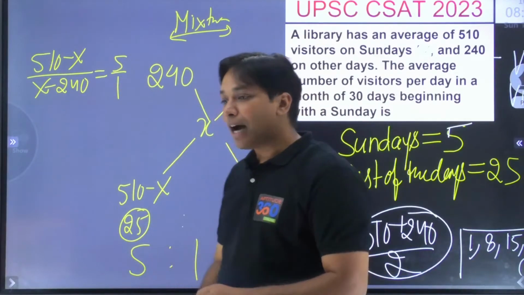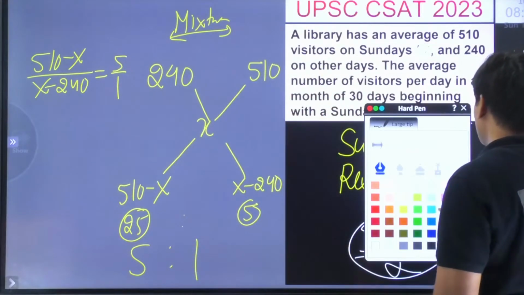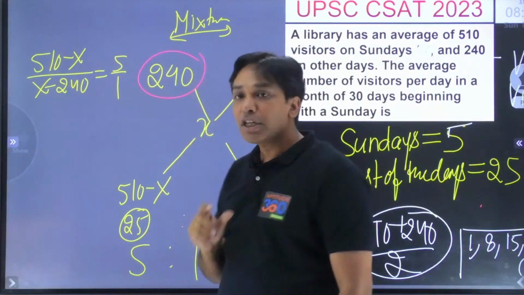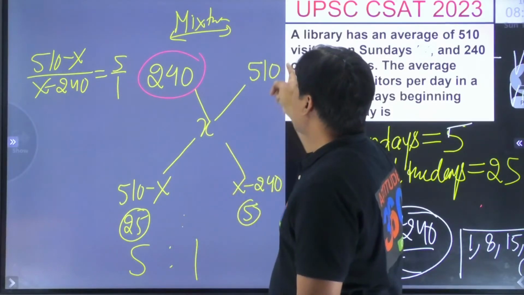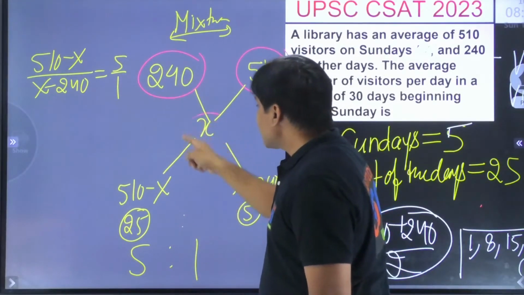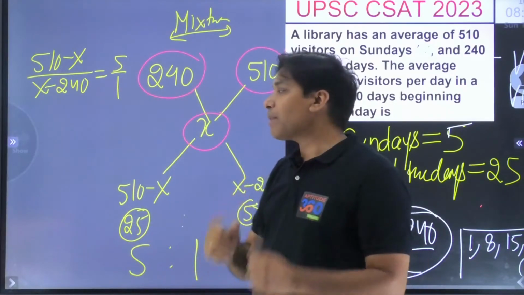और अगर आपने करा हुआ है ना, देखो ना, what is that you're doing? You're mixing two things. What are the two things that you're mixing? 240 is the average on the rest of the days, whereas 510 is the average on the Sundays. X, let it be the average of the entire month. But you're mixing two things. That's why mixture and allegation is applied.